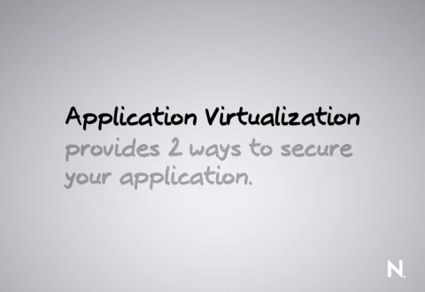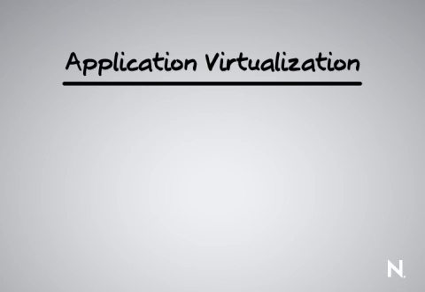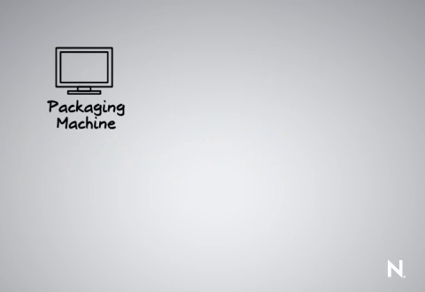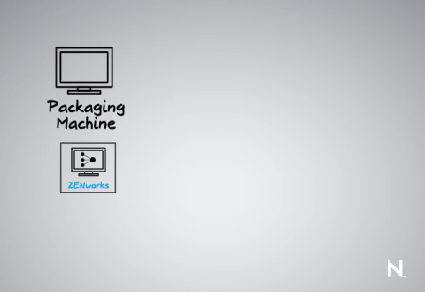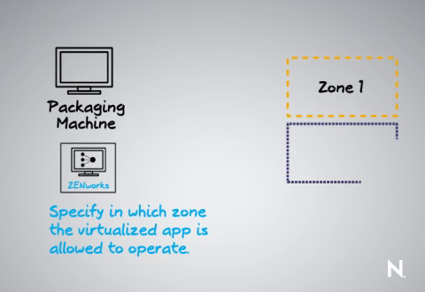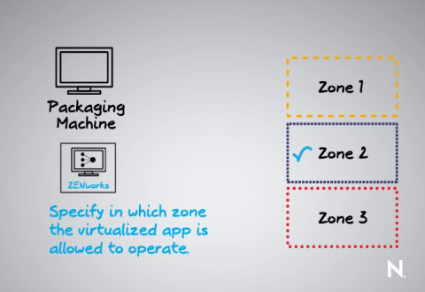If you're using ZENworks Application Virtualization 7.0, the first way that you can secure them is by locking the application down to an individual ZENworks Configuration Management zone. To do that, you're going to start on your packaging machine. There, you will find a ZENworks tab in the packager where you can specify a zone that should be used to determine whether or not the application can be run.